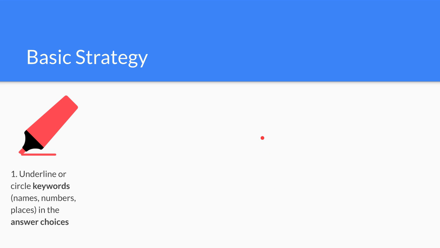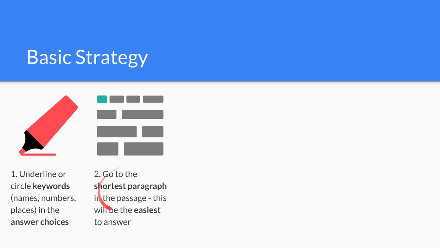The first thing is we are going to underline or circle the keywords in the answer choices. The answer choices are going to be the list of the headings. We're going to mark the keywords in those answer choices and then try to find those keywords and synonym language for those keywords in our paragraphs.